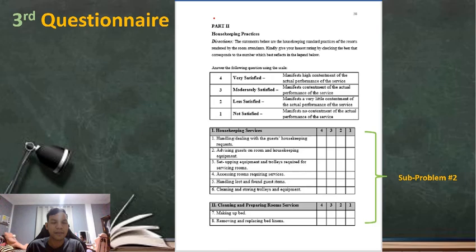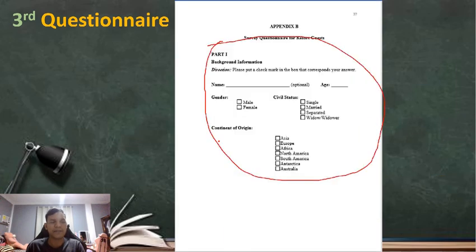So let's check part 2. This is about the level of satisfaction. So the respondents will rate based on their experience in the housekeeping services. For example, if they are satisfied, they will answer number 4, which is very satisfied. So sub-problem number 2 will measure the level of satisfaction of the guests.